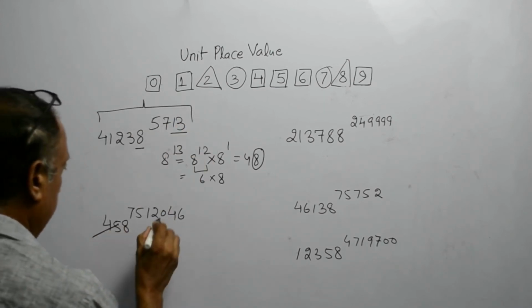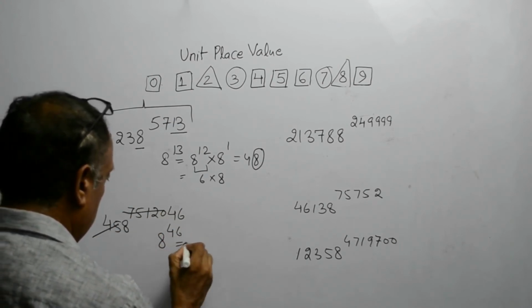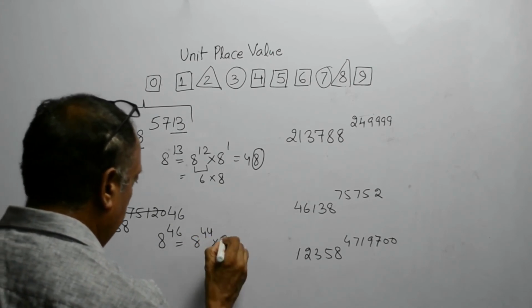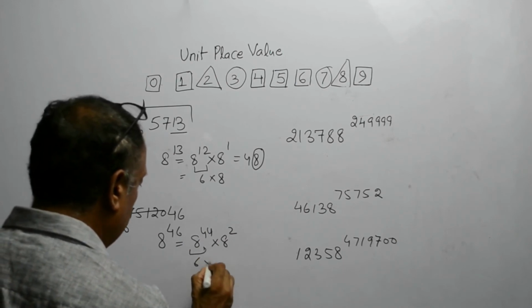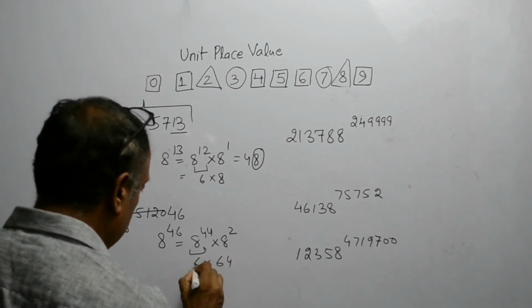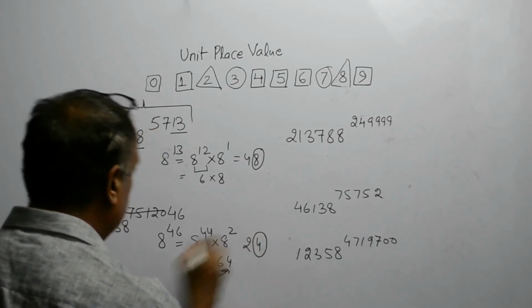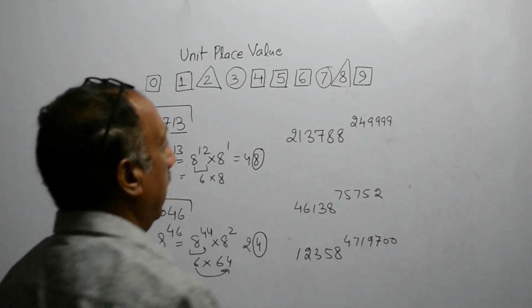Here we need to find out 8 raised to power 46, which is equal to 8 raised to power 44 multiplied by 8 raised to power 2. So 6 multiplied by 64. 6 multiplied by 4 is 24. So the last digit of this expression is 4.